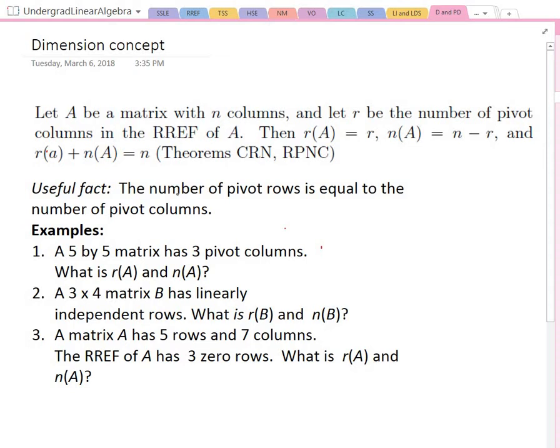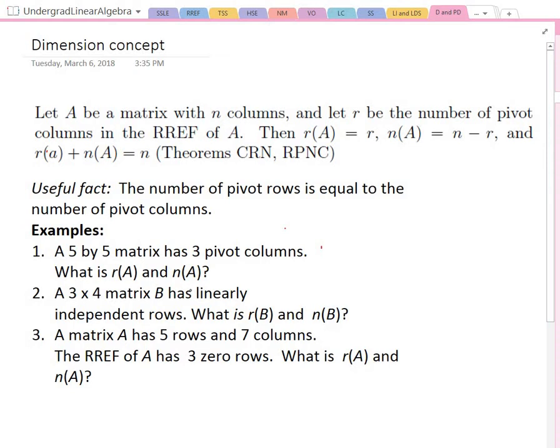It's also useful to know the number of pivot rows is equal to the number of pivot columns. And that's because each pivot column has a 1 in it, and that also marks a pivot row. Okay, so here are some examples that you should try. A 5 by 5 matrix has 3 pivot columns. What is r(A) and n(A)? See if you can come up with the answer.